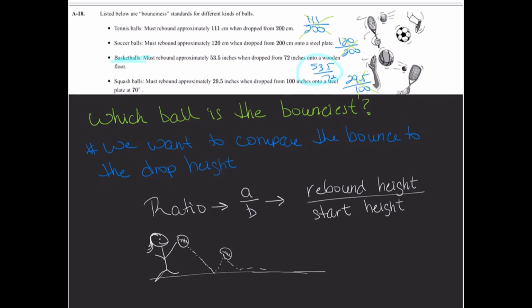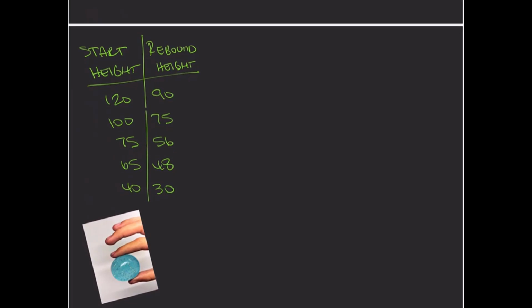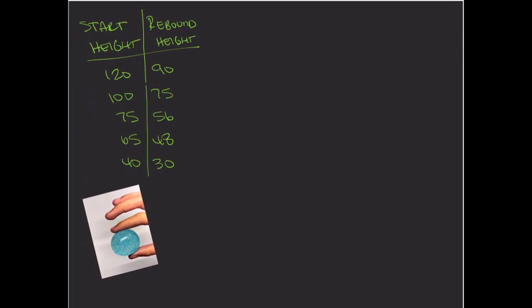So I decided to do a little experiment for you guys. I actually took this little bouncy ball and I dropped it from different heights, and I recorded the rebound height of all of these in my little demonstration that I did. And so now I have all this information and I have it in a table. I can now take my table information and turn it into a graph.